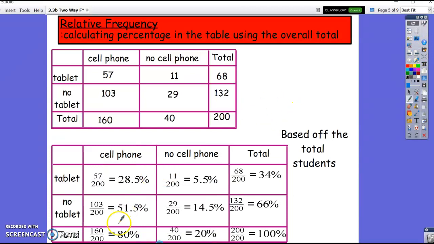So here we have all of our percents calculated out. Again, we were just taking that number of students, whatever it was for that particular box, and dividing it by that overall total. That's how we found all of these percents.